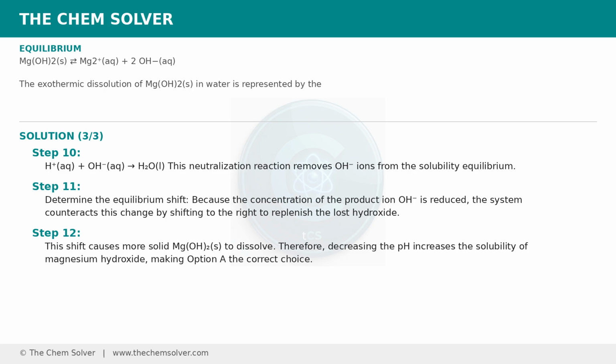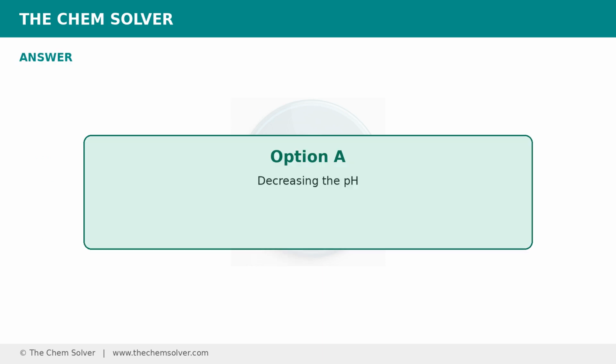Determine the equilibrium shift. Because the concentration of the product ion OH⁻ is reduced, the system counteracts this change by shifting to the right to replenish the lost hydroxide. This shift causes more solid Mg(OH)2 to dissolve. Therefore, decreasing the pH increases the solubility of magnesium hydroxide, making option A the correct choice. The correct answer is option A, decreasing the pH.